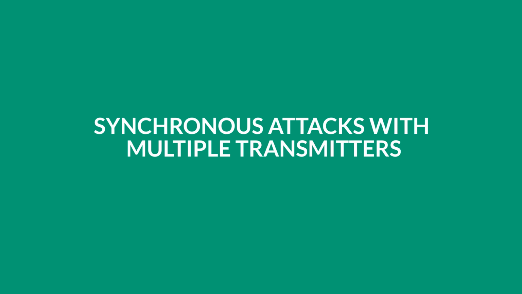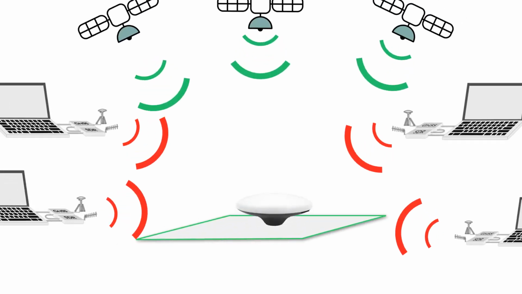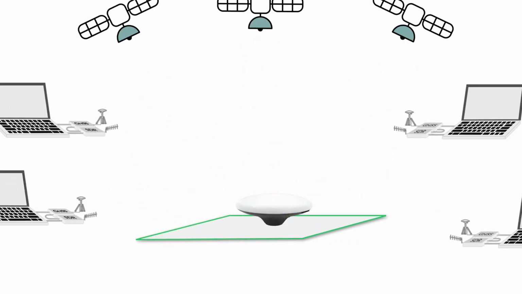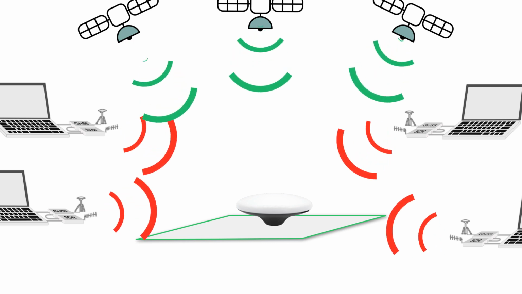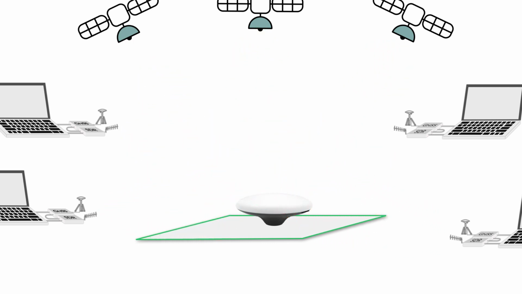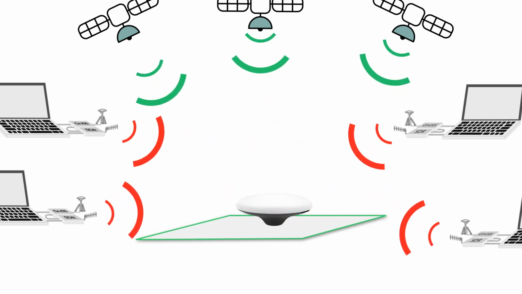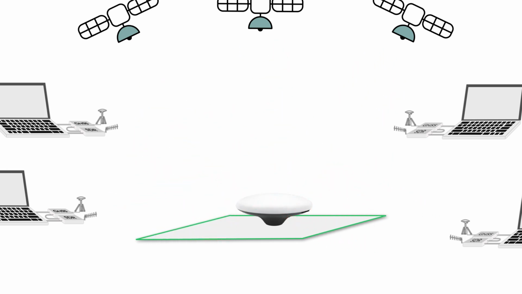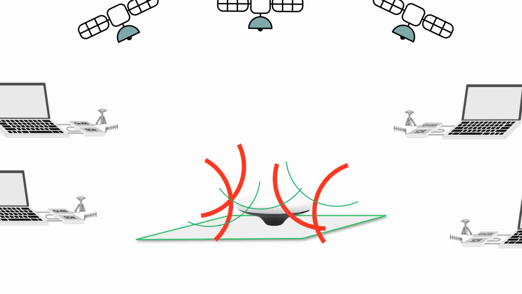Synchronous attacks with multiple transmitters are the most sophisticated and expensive attack scenarios. In this case, an intruder uses several distributed GNSS spoofers with precise synchronization. Each spoofer generates a signal from one or two satellites. It's the most challenging scenario to detect because signals come from multiple directions, and it is difficult to make a distinction between spoofing and multipath effects.